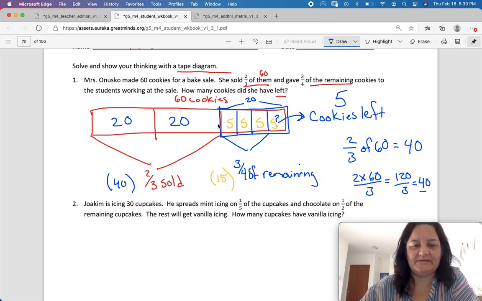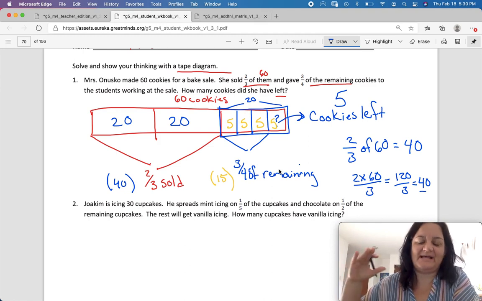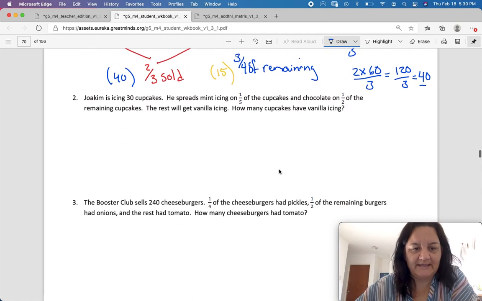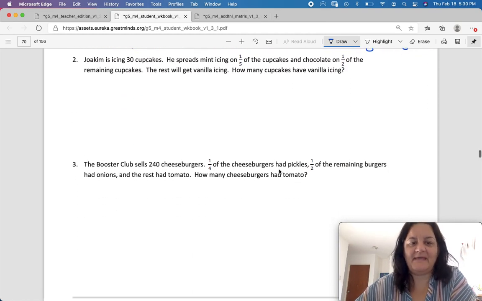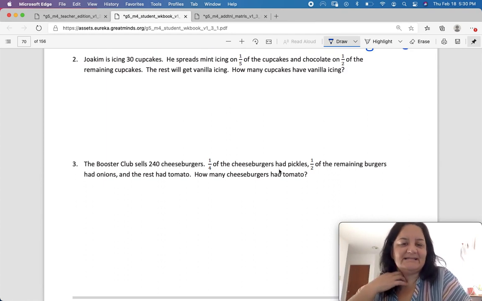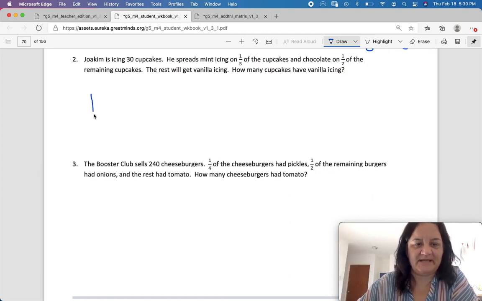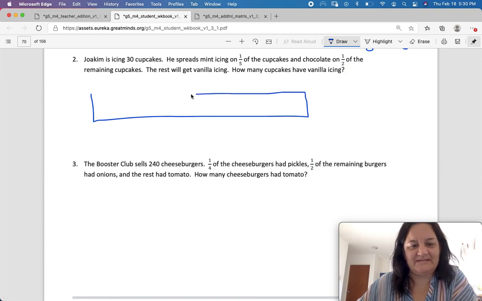Now those were whole numbers inside there, but we were talking about fractions of whole numbers. Okay, and multiplying fractions of whole numbers, that was 3 or 4 lessons ago. You're good at that now. Joaquin is icing 30 cupcakes. He spreads mint icing on 1/5 of the cupcakes and chocolate on half of the remaining cupcakes. The rest will get vanilla icing. How many cupcakes have vanilla icing? Okay, so here's my tape diagram. And my tape diagram is worth 30 cupcakes.